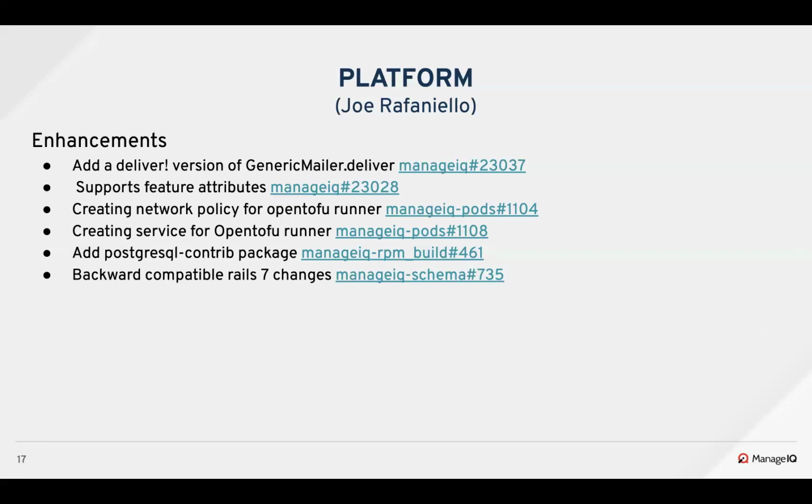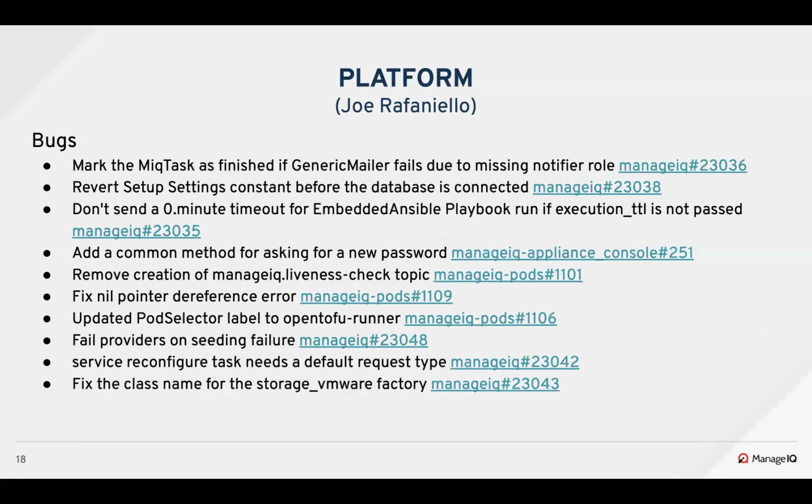And I made some initial backward compatible changes to the ManageIQ schema repo with the hopes to support both Rails 6.1 and now 7.0. Next slide. For platform bugs, Adam marked the associated task as finished if the generic mailer fails due to a missing notifier role. Adam also reverted a change I made for Rails 7 support, which was causing issues if the settings constant is set up at the wrong time during the application initialization.